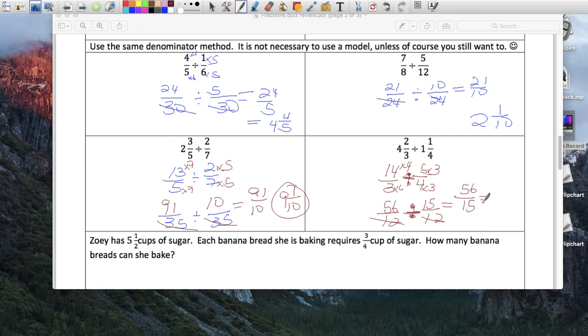56 over 15, 15 going into 56, 3 times, yes, which is 45, 11 left over 15. Okay.